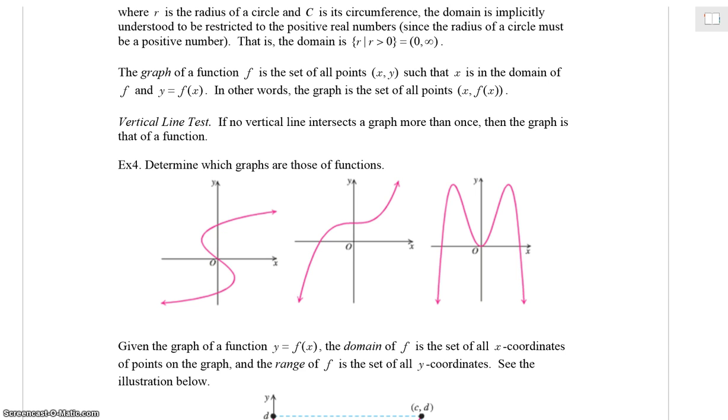Remember that the f of x's are y values. So when you compute an f of x value, you're computing the y coordinate of a point on the graph of the function.